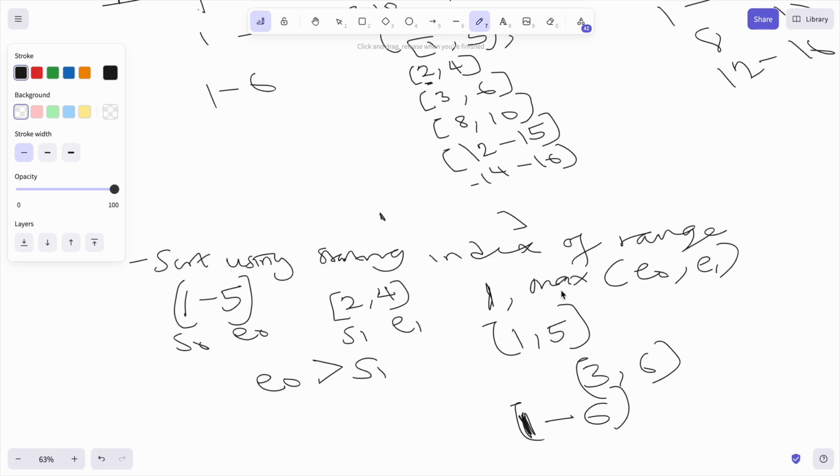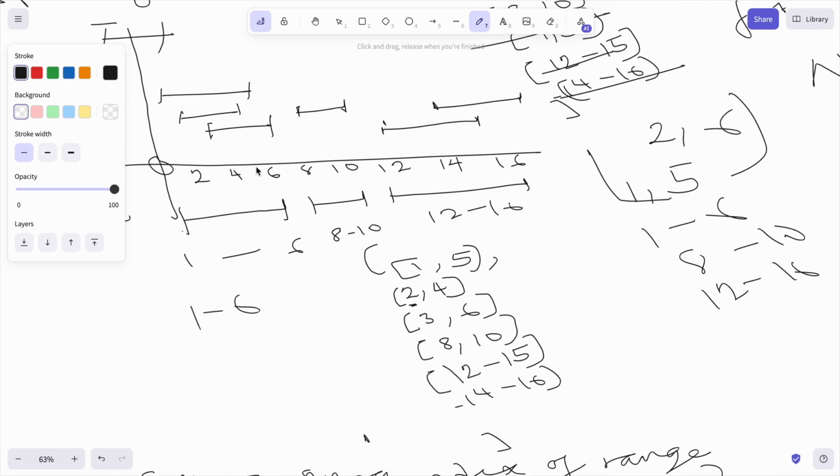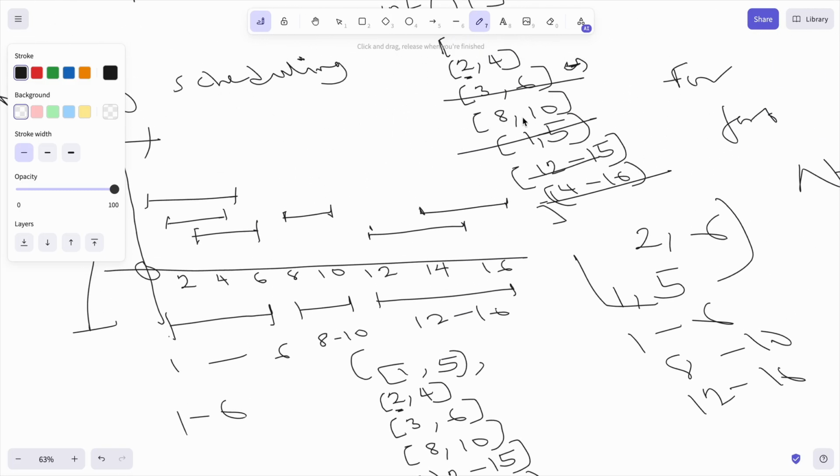So that's why this is a very important point to also note for this algorithm. Now we have a range of 1, 6, and then we pick the next one. The next one is 8, 10.